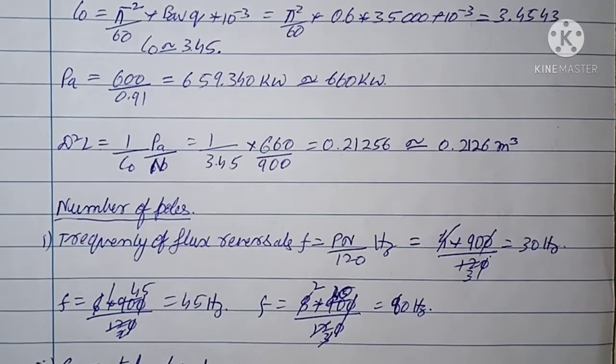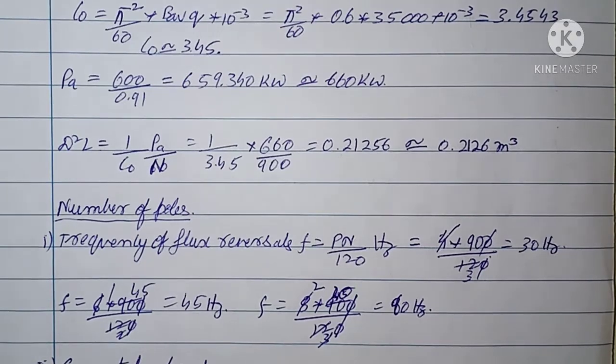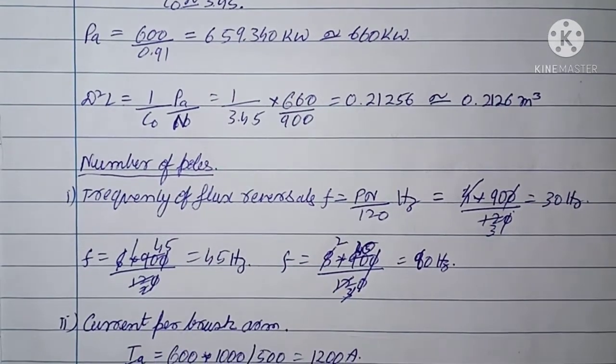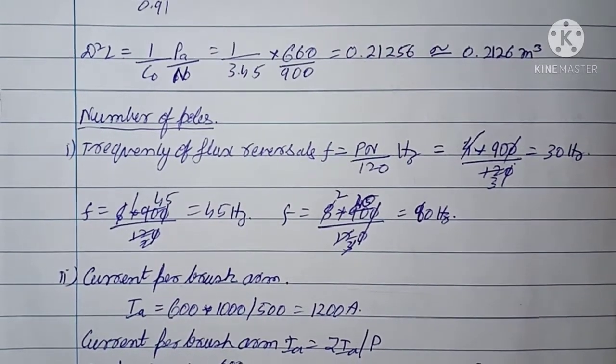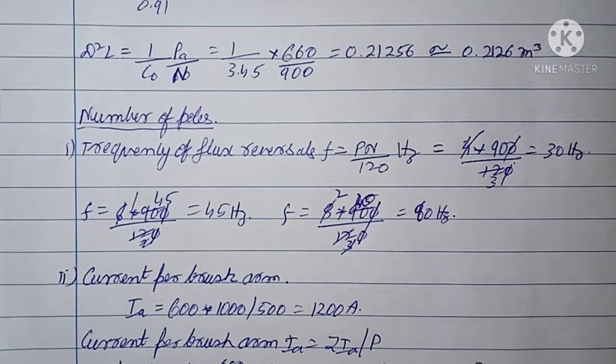And then we have the basic equation again, d square L, which is equal to 1 by C naught into PA by N. So 1 by 3.45 into 660 divided by 900. So it is equal to 0.21256, or approximated to 0.2126 meter cube. Next you have to select the number of poles. Here, as we did in our first problem, we have to choose P with the constraints.